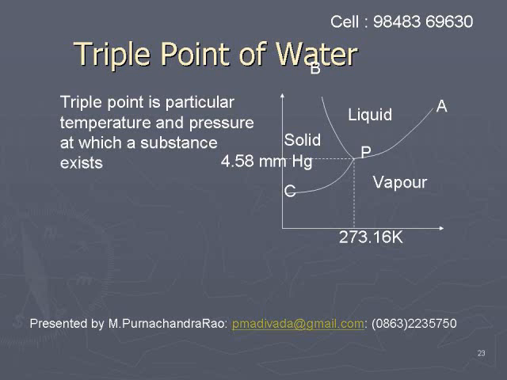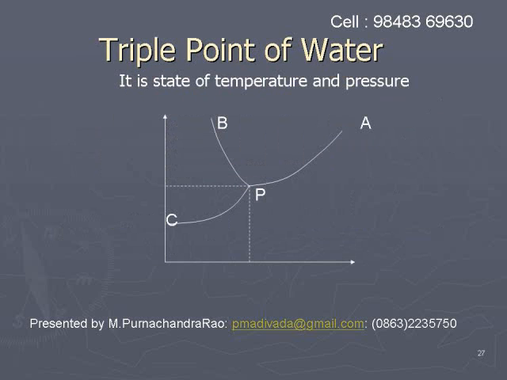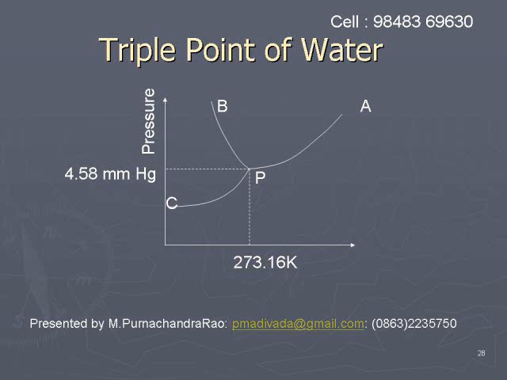Triple point of water. It is a state of temperature and pressure. At a particular value of temperature and pressure, water exists in all the three forms: solid, liquid, vapor. That is, ice, water, and water vapor exist in all the three forms at this temperature and pressure. That is 273.16 degrees Kelvin temperature, and 4.58 millimeters mercury of pressure.